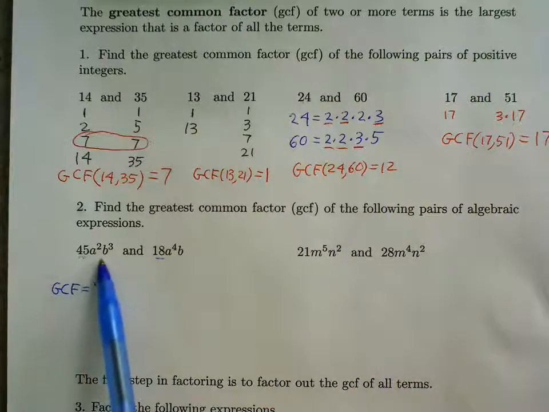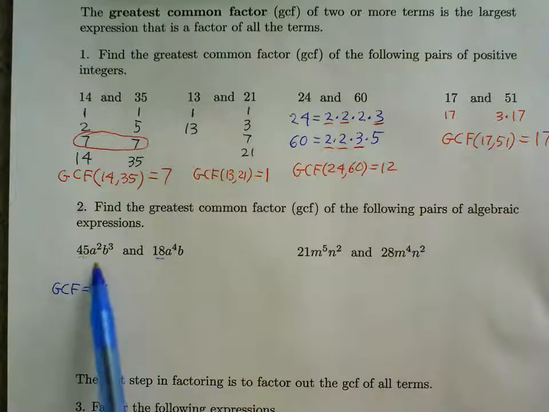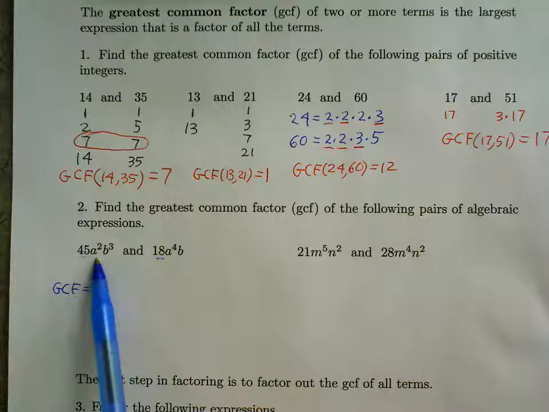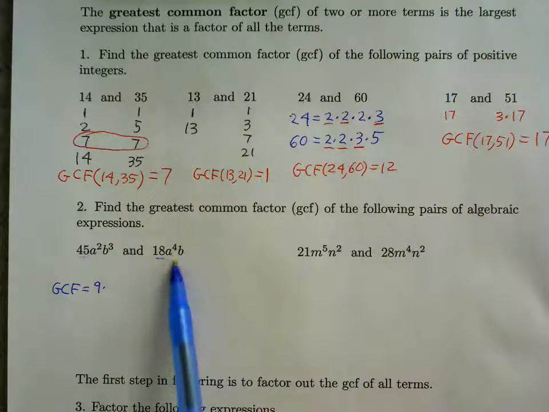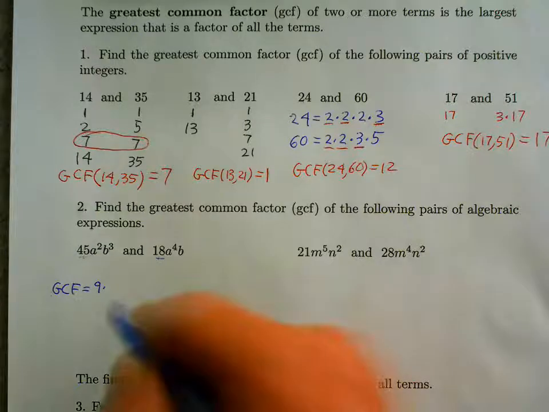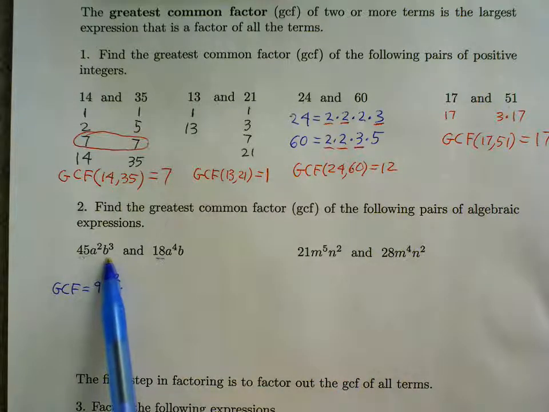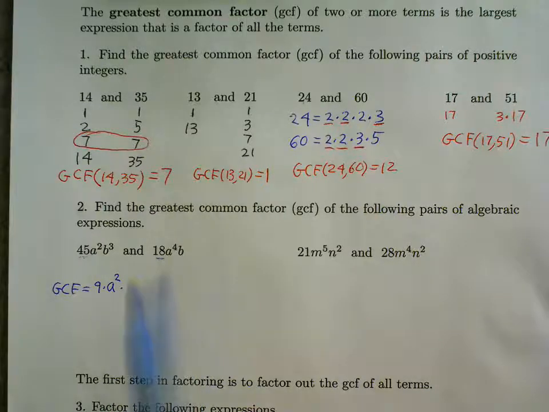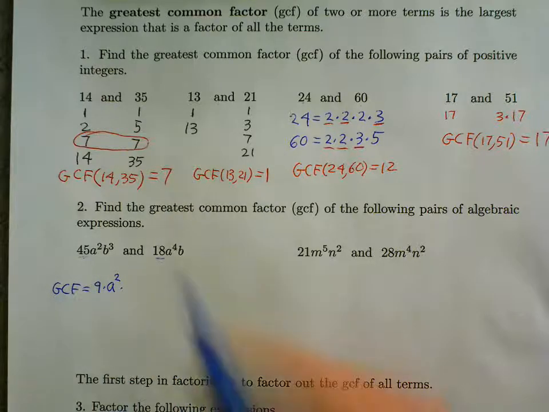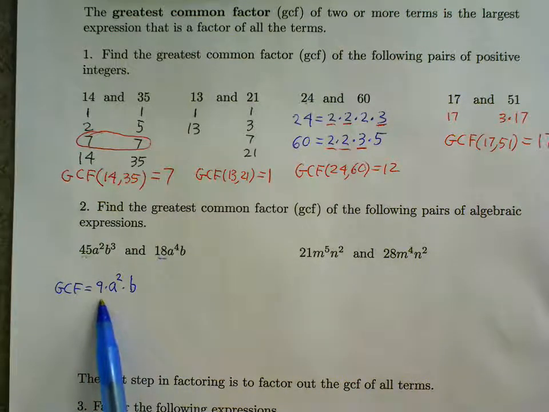Then we compare the variable parts, a to the second and a to the fourth. Well, the variable parts are pretty closely related to the prime factorization. A to the second is a times a, and a to the fourth is a times a times a times a. So common to both terms is the factor a to the second. So the greatest common factor will have a to the second. And then the other variable, the term on the left has b to the third, b times b times b. The term on the right has b. So one factor of b is common to both. So we end up with the greatest common factor of those two terms as 9a to the second b.